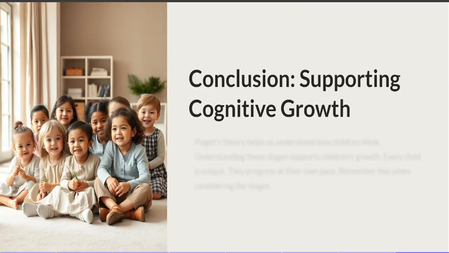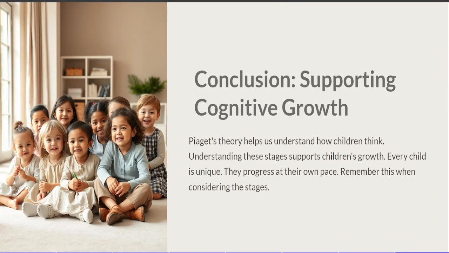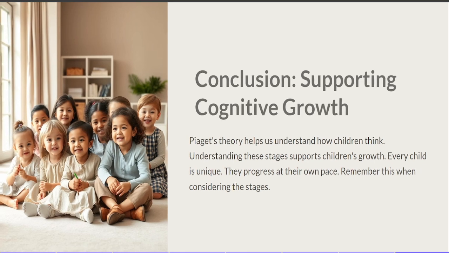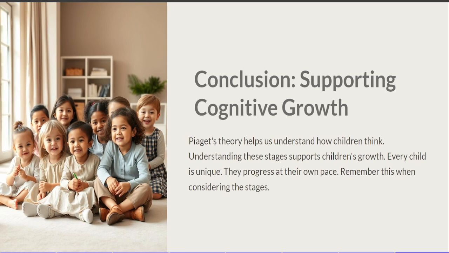So, supporting cognitive theory, Piaget's theory helps us understand how children think. Understanding their stages supports children's growth. Every child is unique and they progress at their own pace. Remember this when considering stages. So this is all about Jean Piaget's theory.